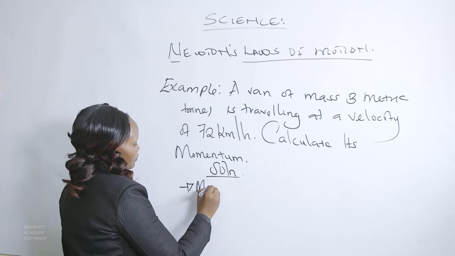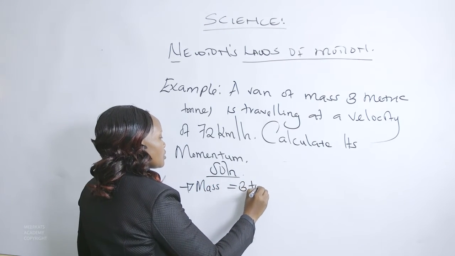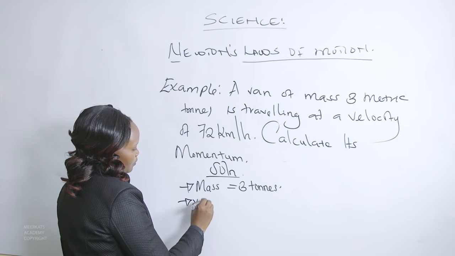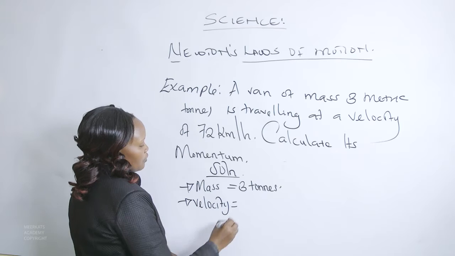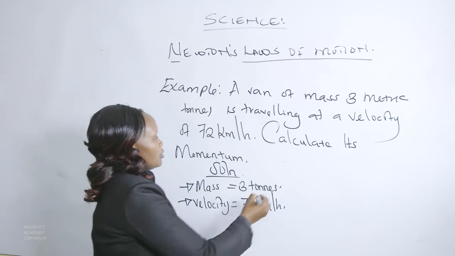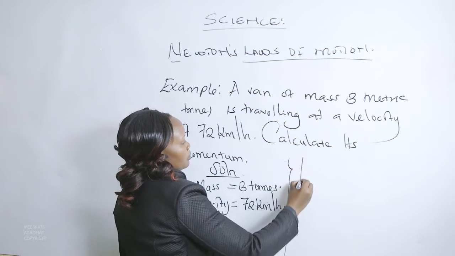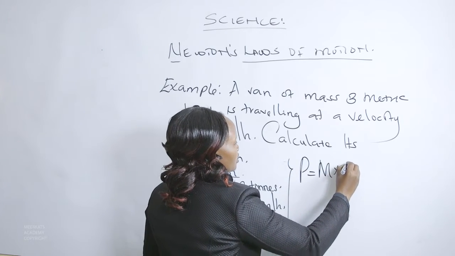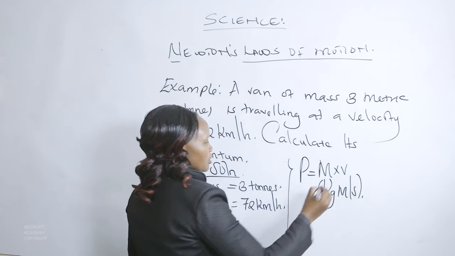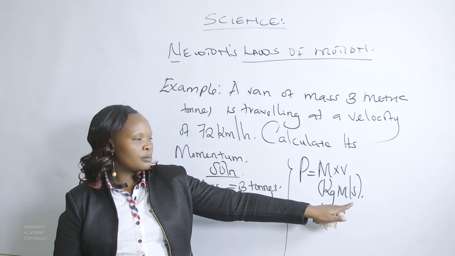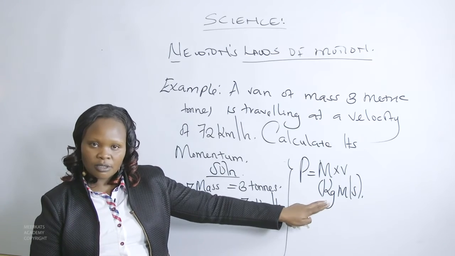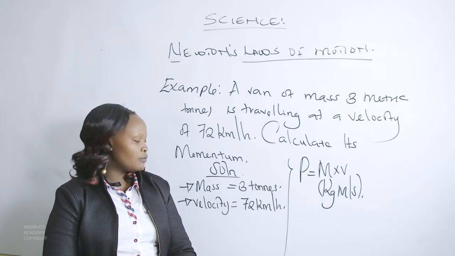It provides the mass, which is given as 3 tons. Then we have the velocity, which is given as 72 kilometers per hour. Now, let us go back to our formula. Momentum is given by mass times velocity, and this one is expressed in kilograms meters per second. That means that whatever we have been given should be in kilograms if it's mass, or meters per second if it's velocity.